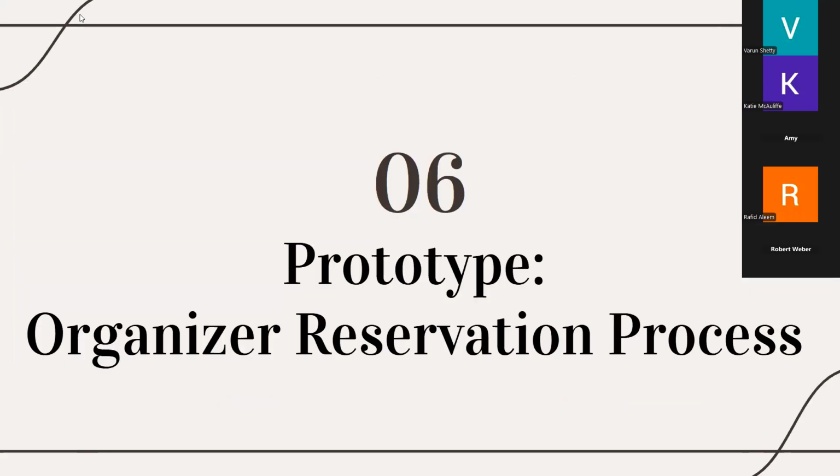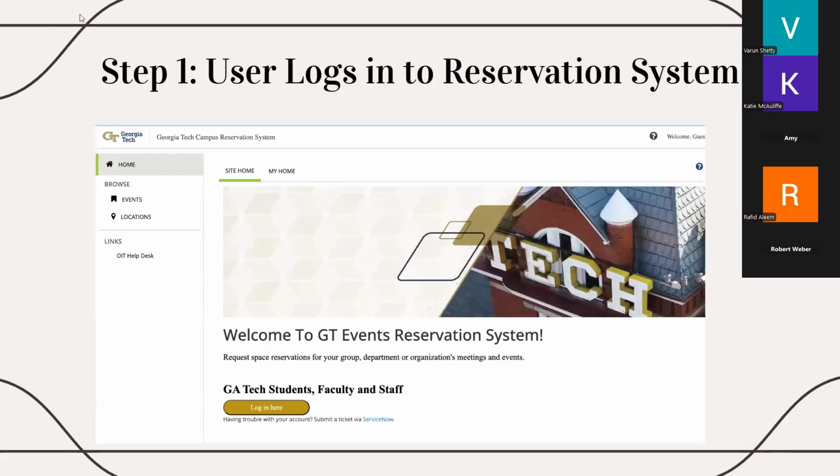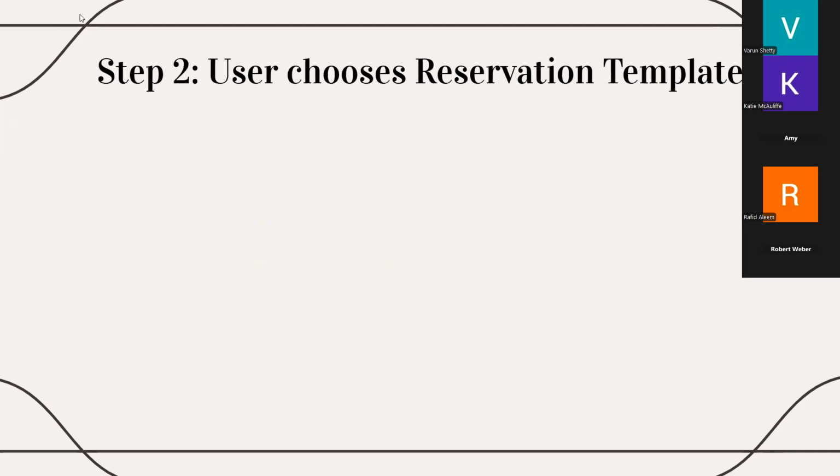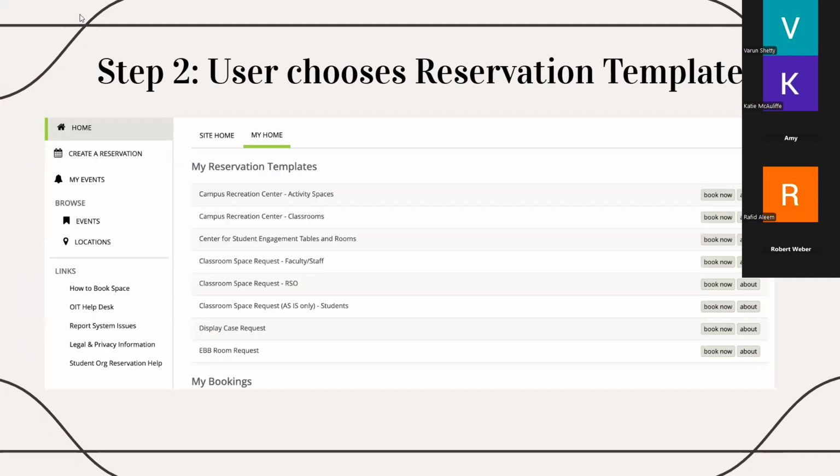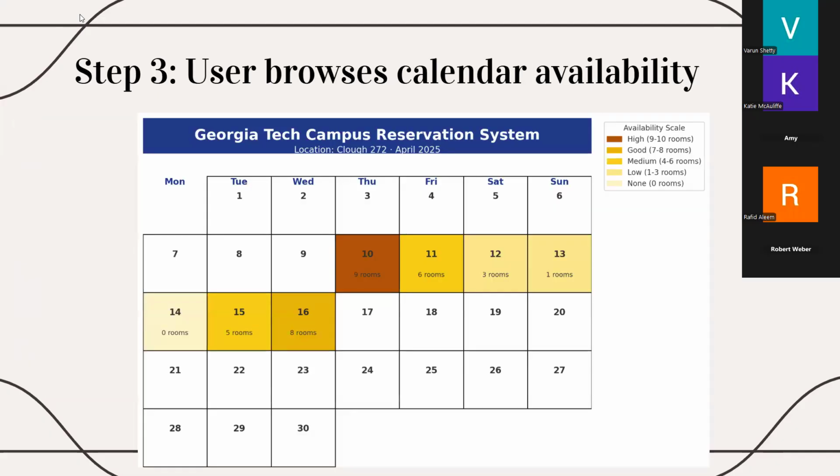And now we can move on to the prototype organizer reservation processes. The first step in our prototype is to log into the reservation system using the GTID and the SSO. The next step after that is to choose the reservation template, which specifies the type of booking and what building it's being booked in. And then the step after that is a new step, which is to look through the calendar availability, which is a heat map that shows which days have more availability for a certain reservation template.